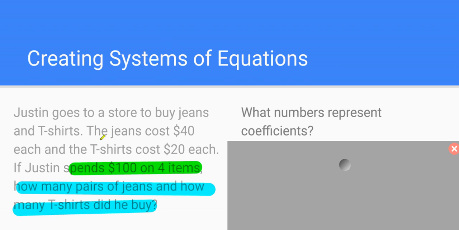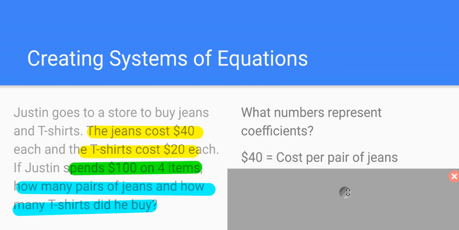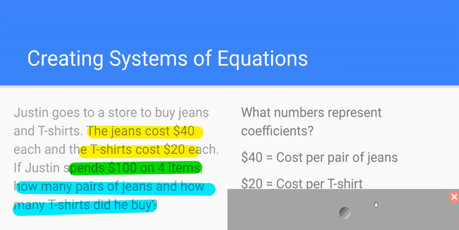We've got these 2 other bits of information here. Jeans cost $40 and t-shirts cost $20. Those are going to be coefficients for our variables. So when we look at that, we say, all right, $40 is the cost per pair of jeans, and $20 is going to be the cost of a t-shirt. Those are going to be coefficients at some point in at least one of the equations, right?